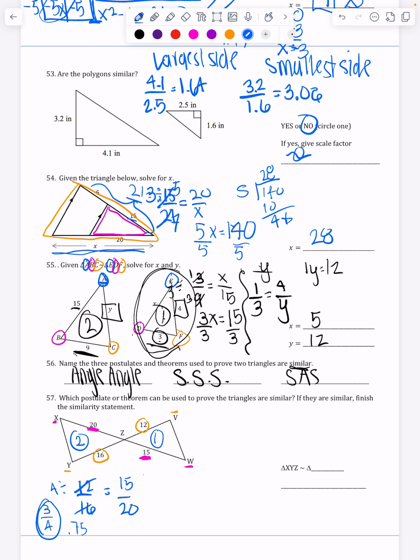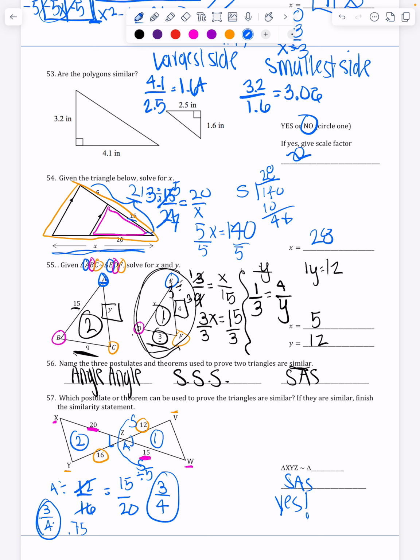And then here we see that they're both divisible by 5. Well, 15 divided by 5 is 3. 20 divided by 5 is 4. They break down to the same scale factor, so yes, they're similar. And it would be by side. We have an angle and a side. Side, angle, side. So side, angle, side.